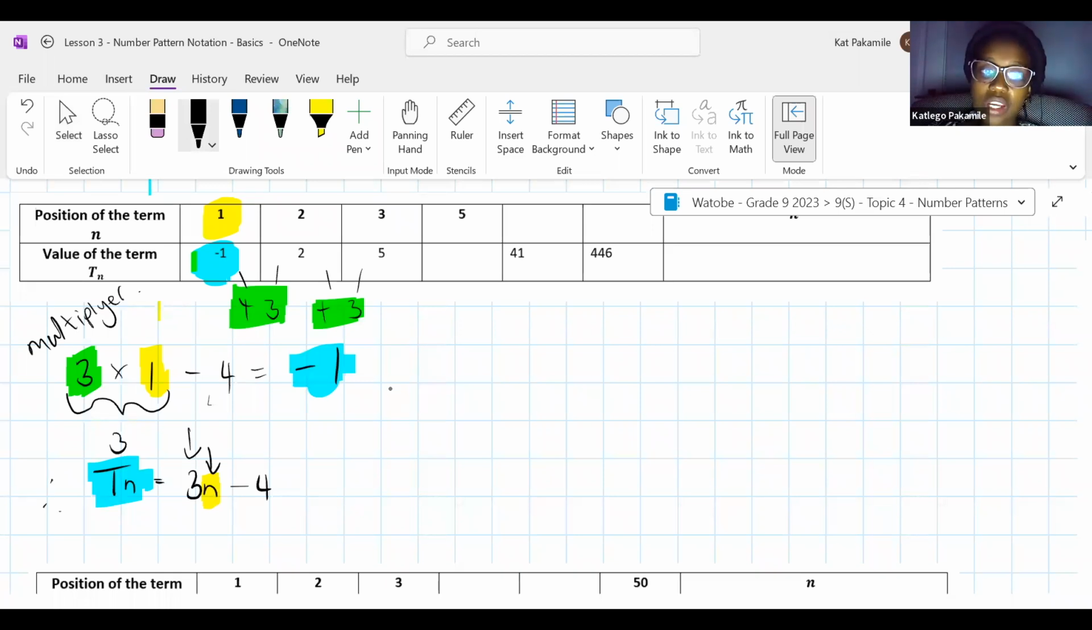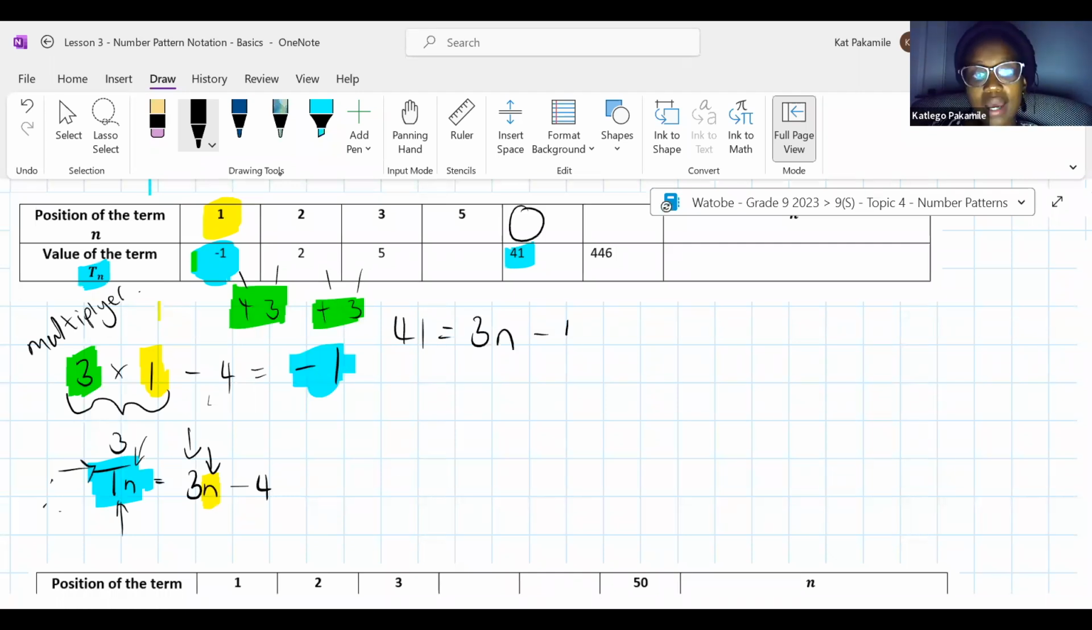No problem, ma'am. So what are we going to put for n? What's Tn in this case that we're doing? Remember, Tn is this one. So in Tn, we're going to put 41. So 41 equals 3 times n. We don't know what n is. That's what we're trying to find out.